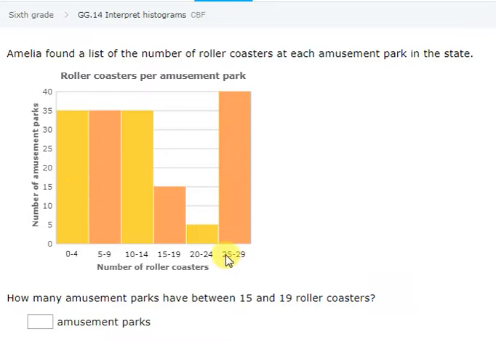Similarly, all the parks with roller coasters 25 to 39 will be counted in this bar. Now what they are asking is, how many amusement parks have between 15 to 19 roller coasters? We can look at this histogram and say that this bar is saying 15. That means there are 15 amusement parks that have between 15 to 19 roller coasters.